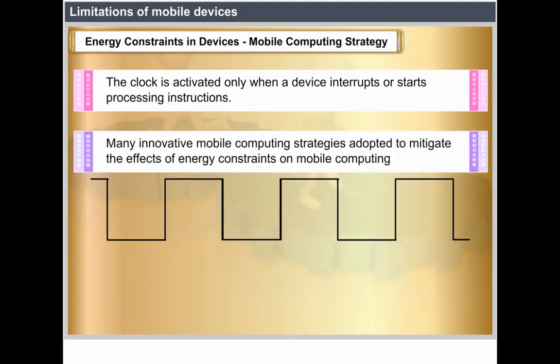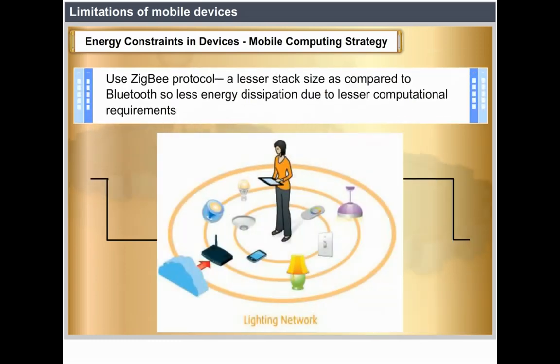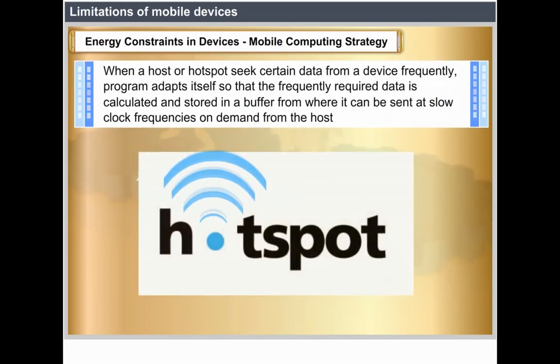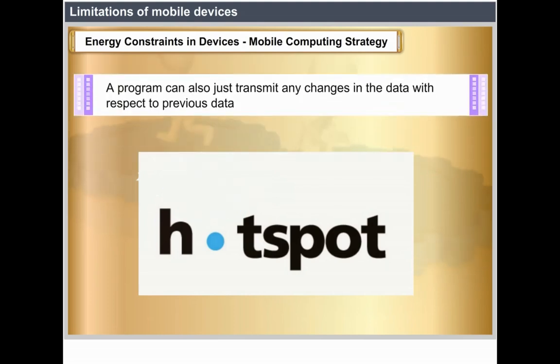Many innovative mobile computing strategies are adopted to mitigate the effects of energy constraints on mobile computing. Use the Zigbee protocol, which has a lesser stack size as compared to Bluetooth, so there is less energy dissipation due to lesser computational requirements. When a host or hotspot seeks certain data from a device frequently, the program adapts itself so that the frequently required data is calculated and stored in a buffer from where it can be sent at slow clock frequencies on demand from the host. A program can also just transmit any changes in the data with respect to previous data.